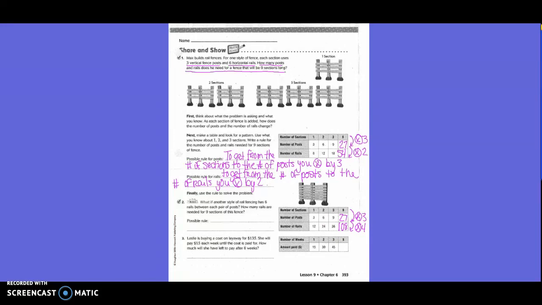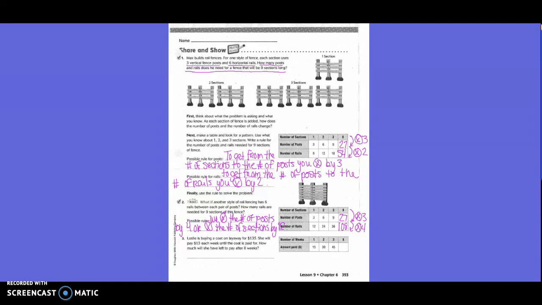Okay, so our possible rule could be that you multiply the number of posts by 4, or multiply the number of sections by what? Here's the number of sections. So we took 9 times what? 12.